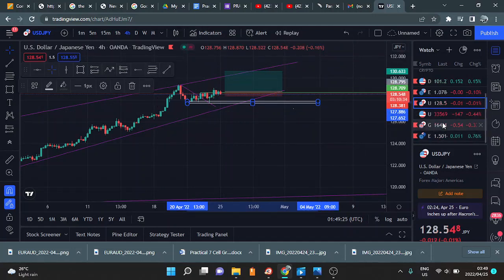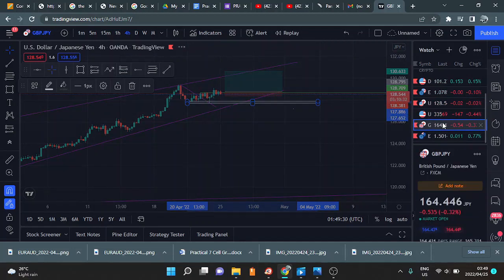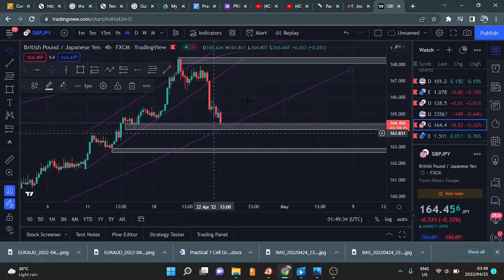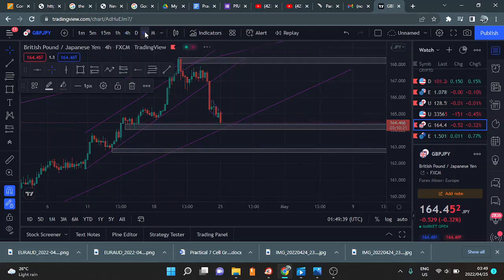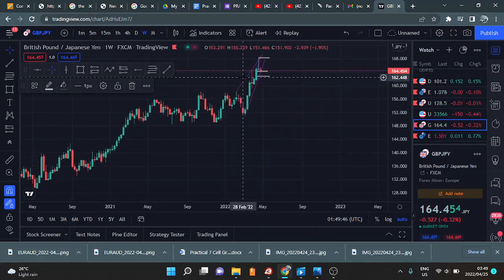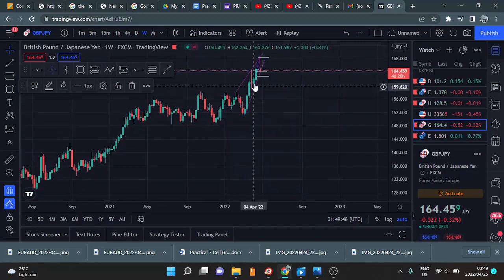Moving on to GBPJPY. As you can see, GBPJPY has also been creating higher lows and higher highs and higher highs, which indicates that GBPJPY has been pushing to the upside massively.